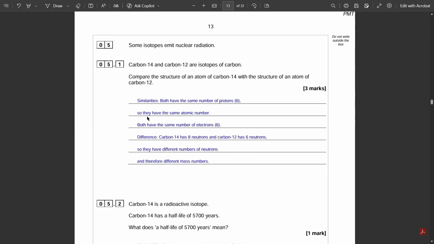And then for question 5, some isotopes emit nuclear radiation. Carbon-14 and carbon-12 are isotopes of carbon. Compare the structure of an atom of carbon-14 with the structure of an atom of carbon-12. Well, both have the same amount of protons, so they have the same atomic number, and both have the same amount of electrons. The difference is that carbon-14 has 8 neutrons, and carbon-12 has 6 neutrons, and you can simply do that by minusing the proton number of 6 from these two numbers. So they have different numbers of neutrons, and therefore they have different mass numbers.